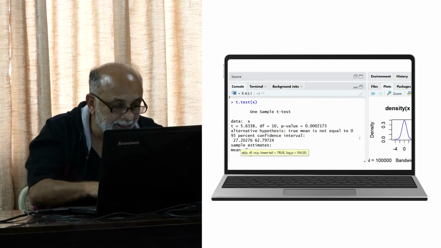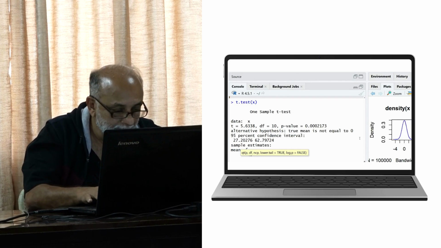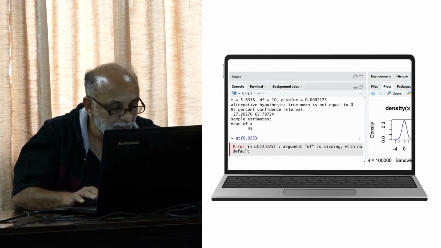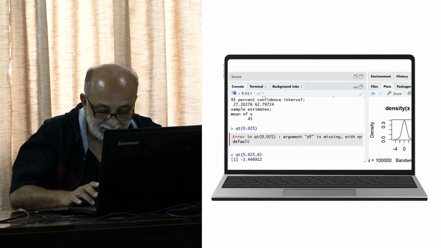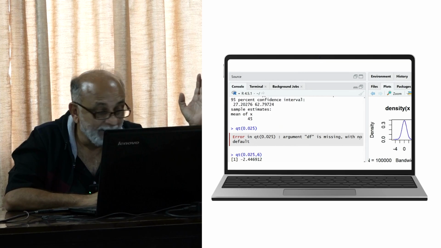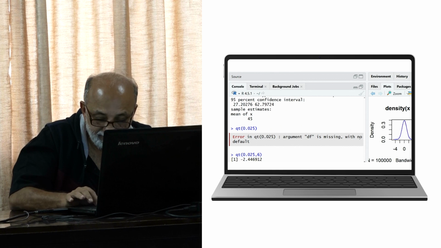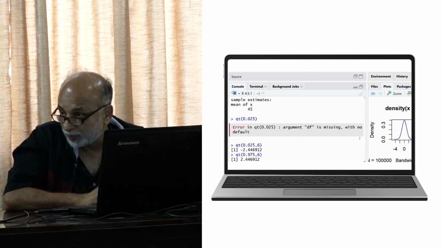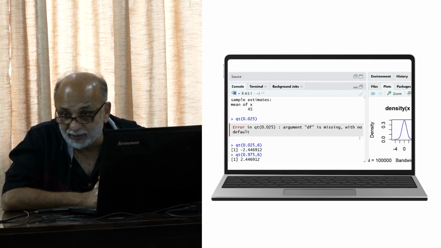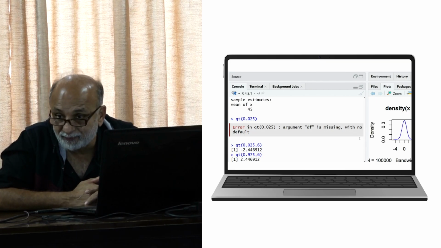Okay, so if you just say qt, right? Okay, qt and say 0.025, sorry, and how many degrees of freedom? 6 degrees of freedom, minus 2.44, right? So the lower 2.5% cutoff will be minus 2.44 and the upper, 0.975 on 6 degrees of freedom, will be 2.44, right? So instead of using minus 1.96 plus 1.96, the confidence intervals will be using minus 2.44 plus 2.44. And these will change with the degrees of freedom.